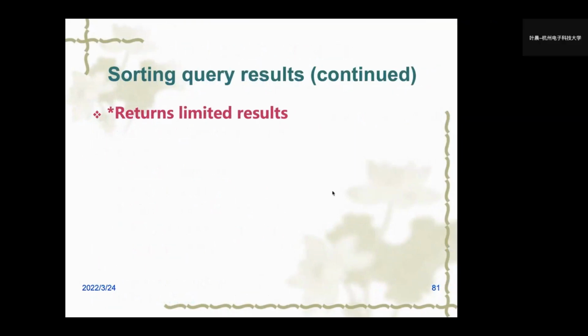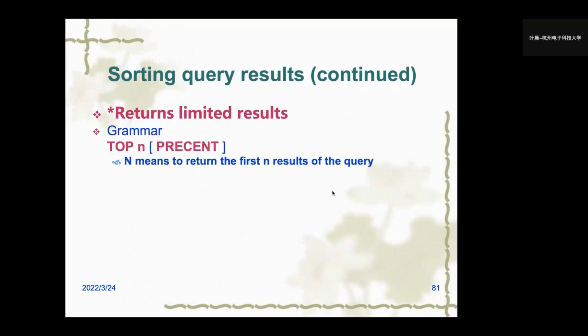So what if you want to return limited results? You can use TOP N. TOP N means to return the first N results of the query. And if you use this PERCENT parameter, N will represent a percentage.